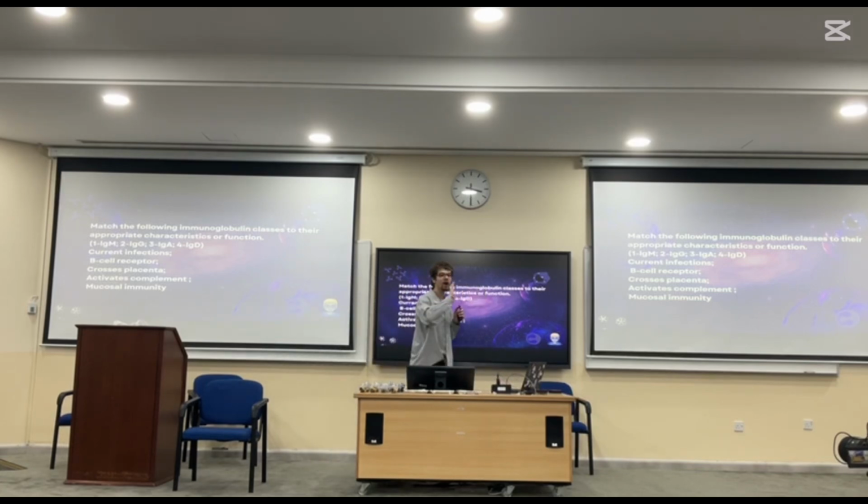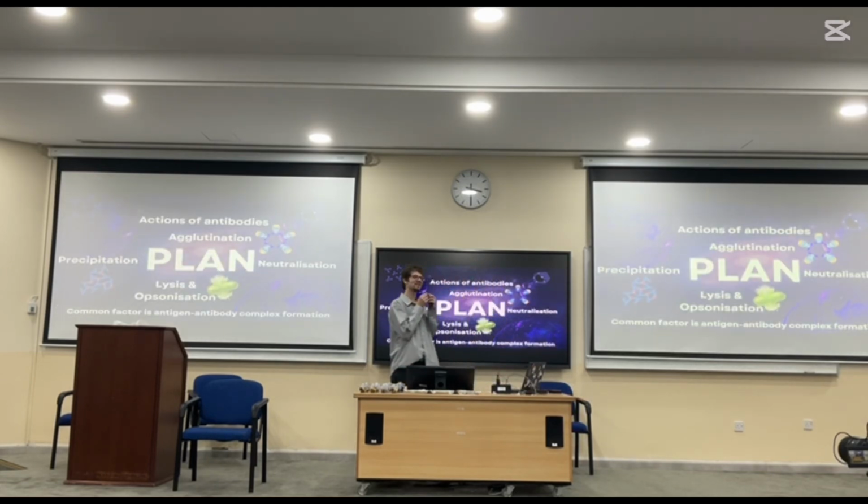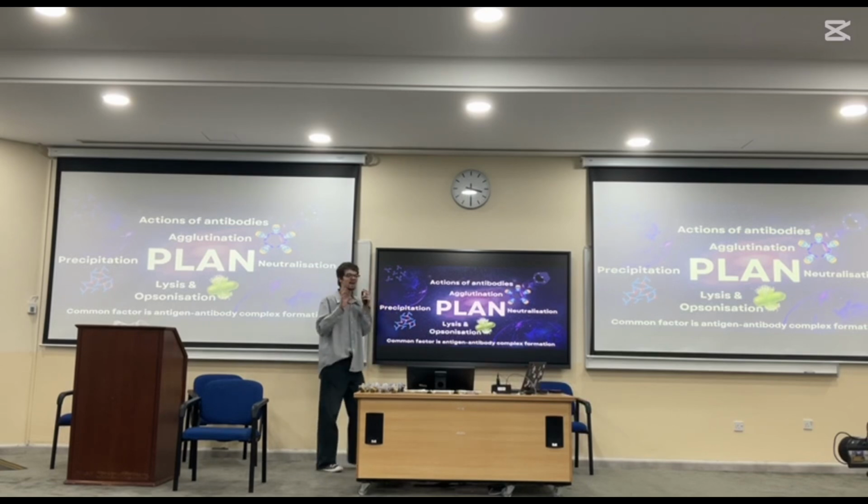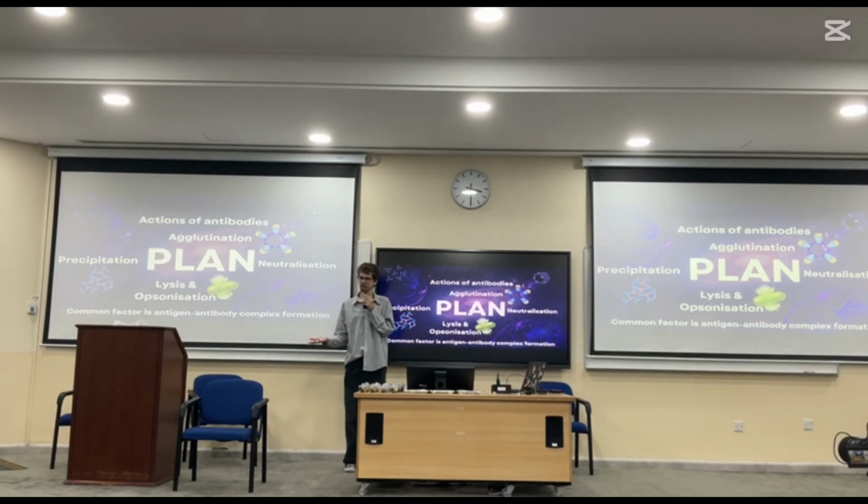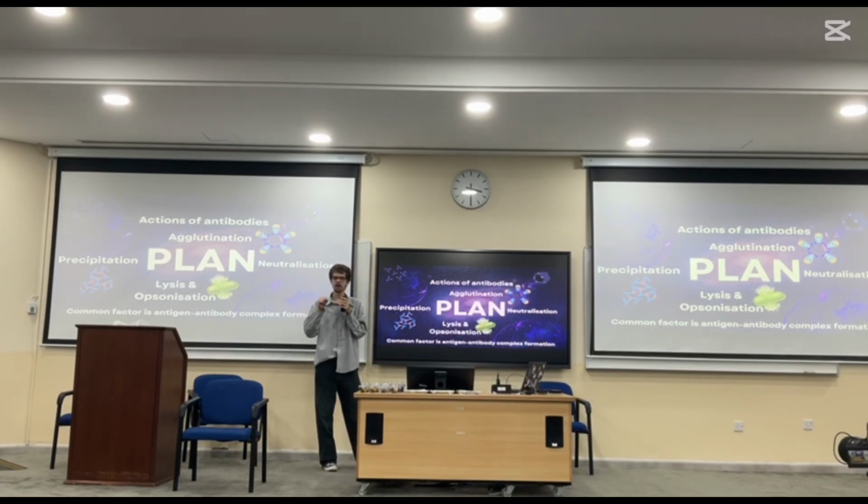So now we know antibodies, we know what they do, each class. Now we have to know how they act, how they do their function, right? Okay, so there's a good mnemonic mentioned in the book. I didn't create it. It's called PLAN. So PLAN is essentially 4 steps, or 4 different ways that antibodies can do their effects.